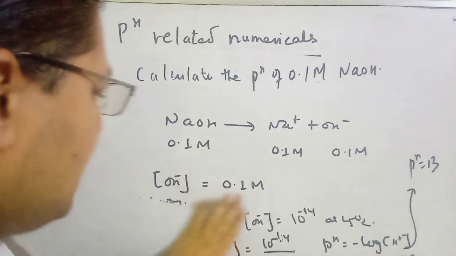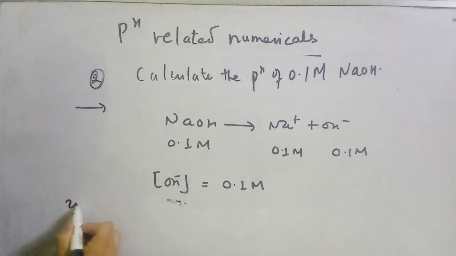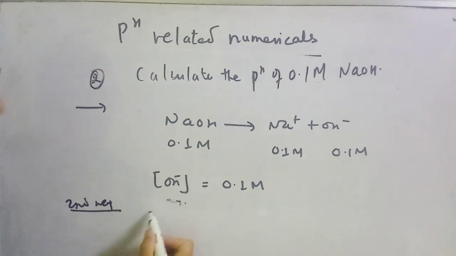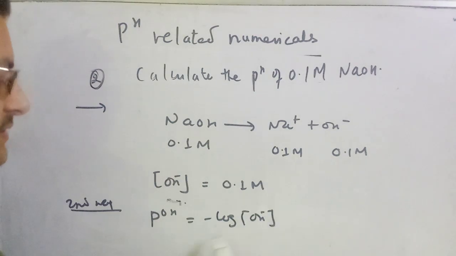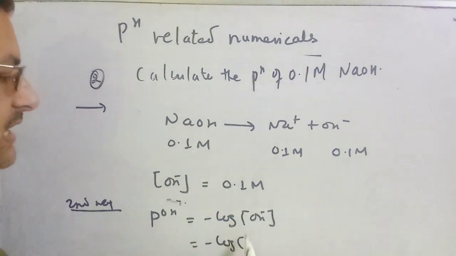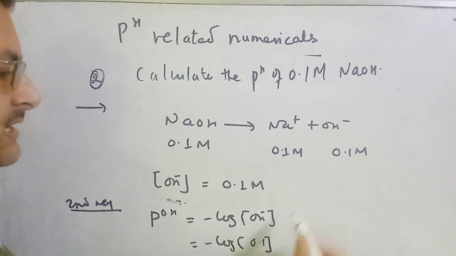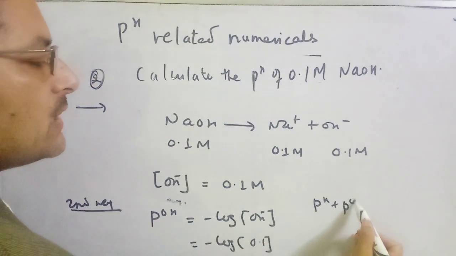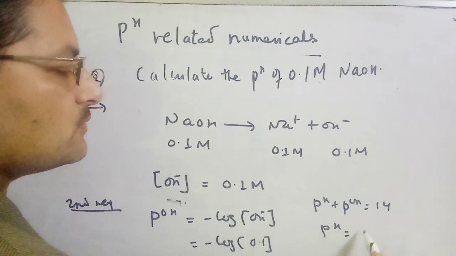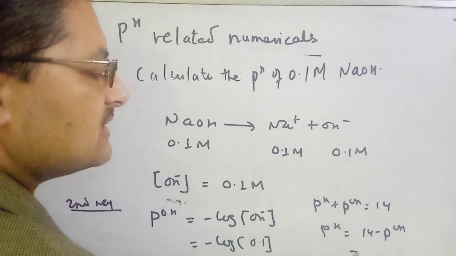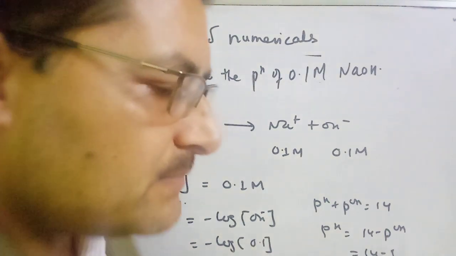This is the first way, and you can also solve it by the second way. So let us see the second way. In the second way, you can first calculate pOH by putting minus log hydroxide ion concentration, and the hydroxide ion concentration is equal to 0.1. So this is equal to 1. Now you have pH plus pOH equals 14, and you can get pH equals 14 minus pOH, that is equal to 14 minus 1, which is equal to 13. In this way also you can calculate the pH value.